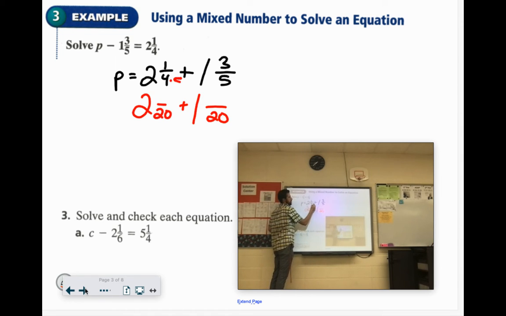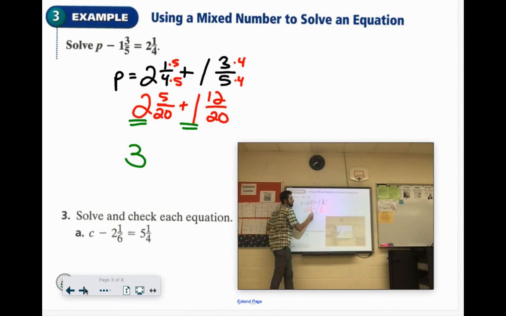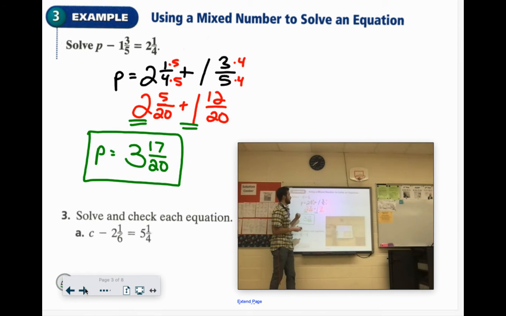So that's 4 times 5. So this would be 2 and 5/20ths. This is 5 times 4. 3 times 4 is 12. All right, 2 plus 1 is 3. 5/20ths plus 12/20ths is 17/20ths. See if you can simplify it anymore, which you can't. So we just have P equals 3 and 17/20ths.